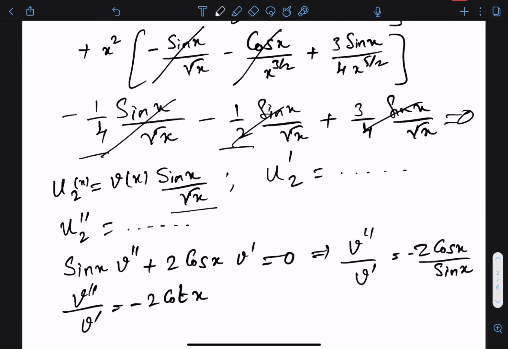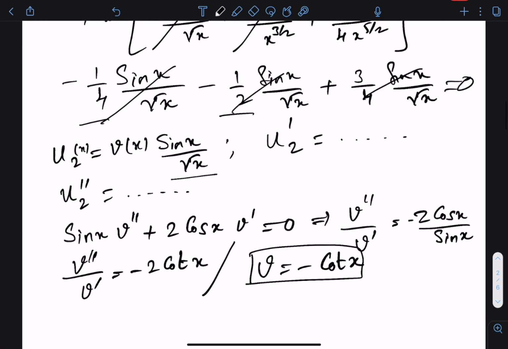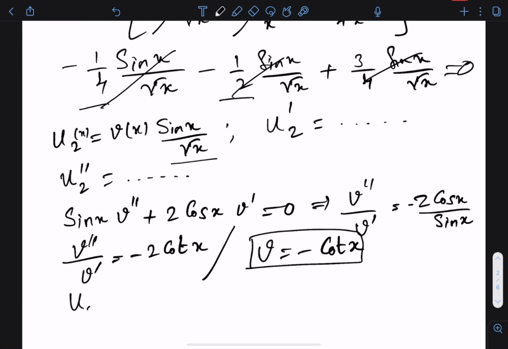So if you integrate them, solve for v, right? So you should get v is minus cot x. Okay, and if v is minus cot x, then u2 of x is minus cos x by square root of x, right? Because cot x is cos x by sin x, which is cos x by root x.